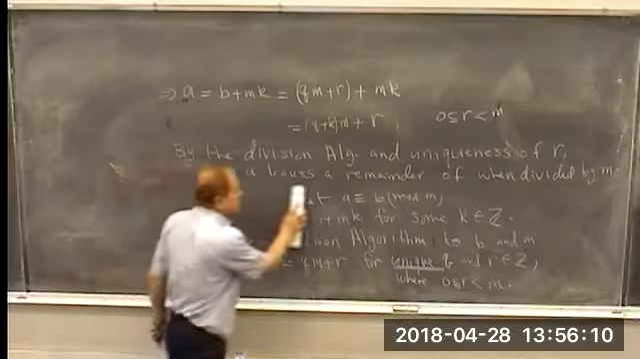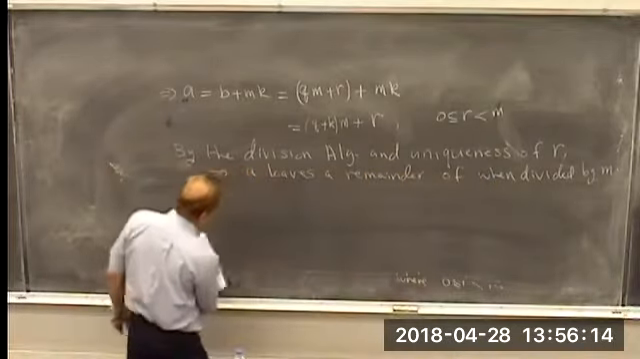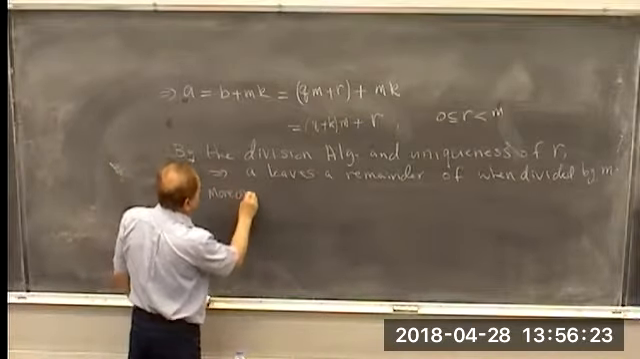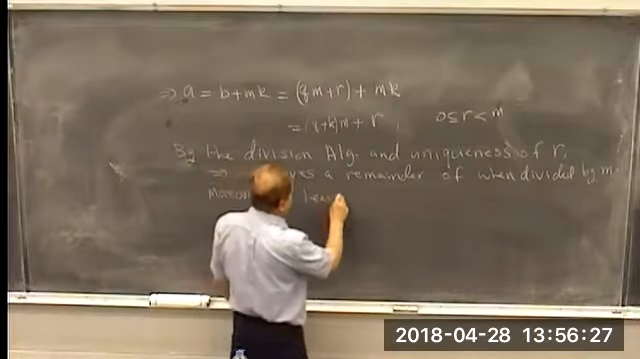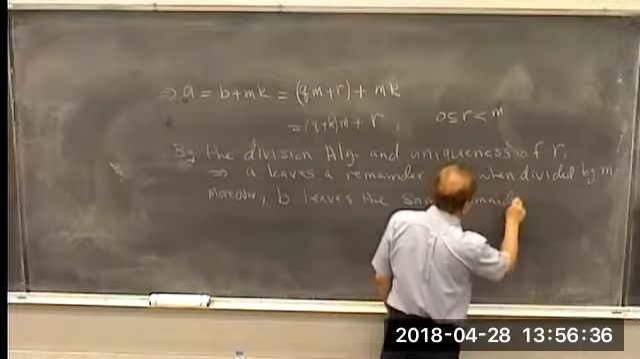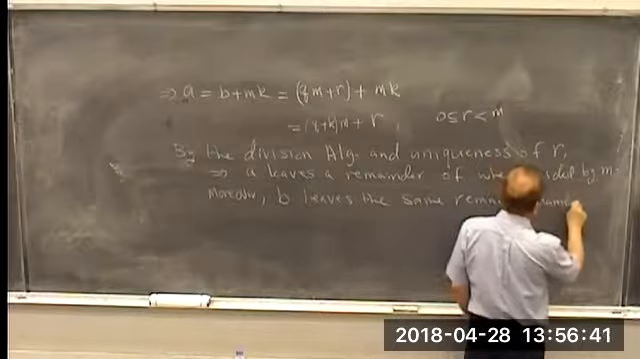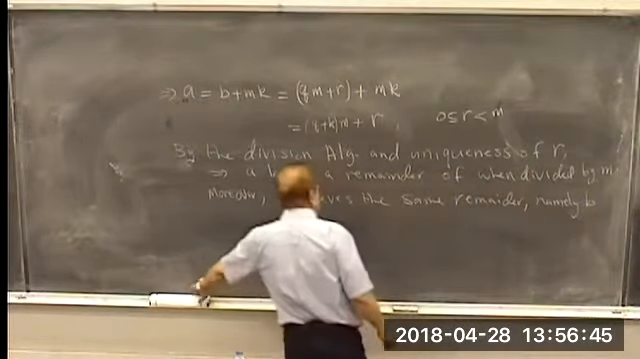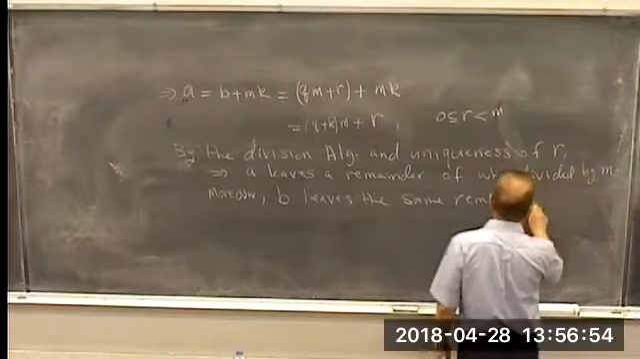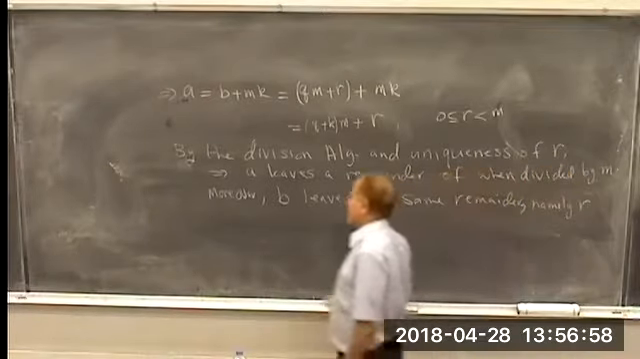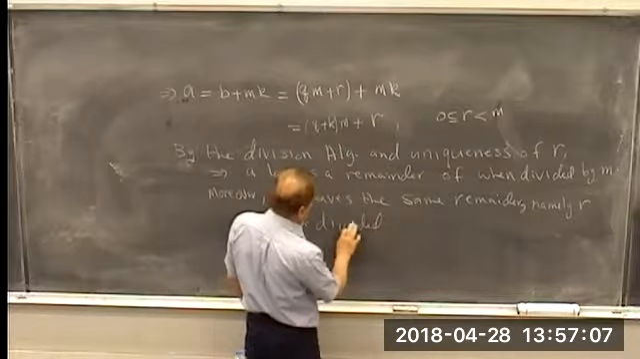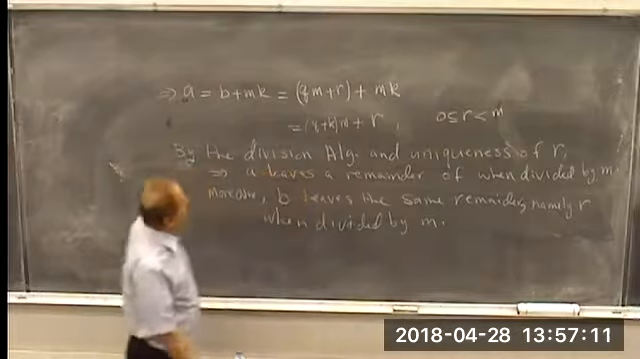So moreover, B leaves the same remainder, namely R, when divided by M. All right, so this takes care of one direction of this theorem.